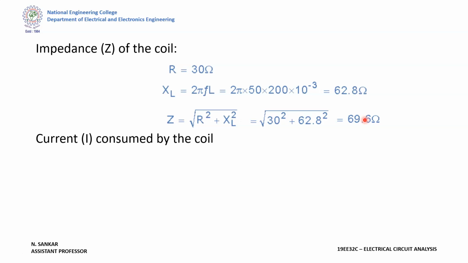So if you know the value of impedance, you can calculate the current as per our Ohm's law. So V is equal to IR, then I is equal to V by R. So here it is an AC circuit, so we are using the impedance, that is V by Z. V is nothing but 230 and Z is 69.6. The value will be 3.3 ampere. That is the RMS current value.